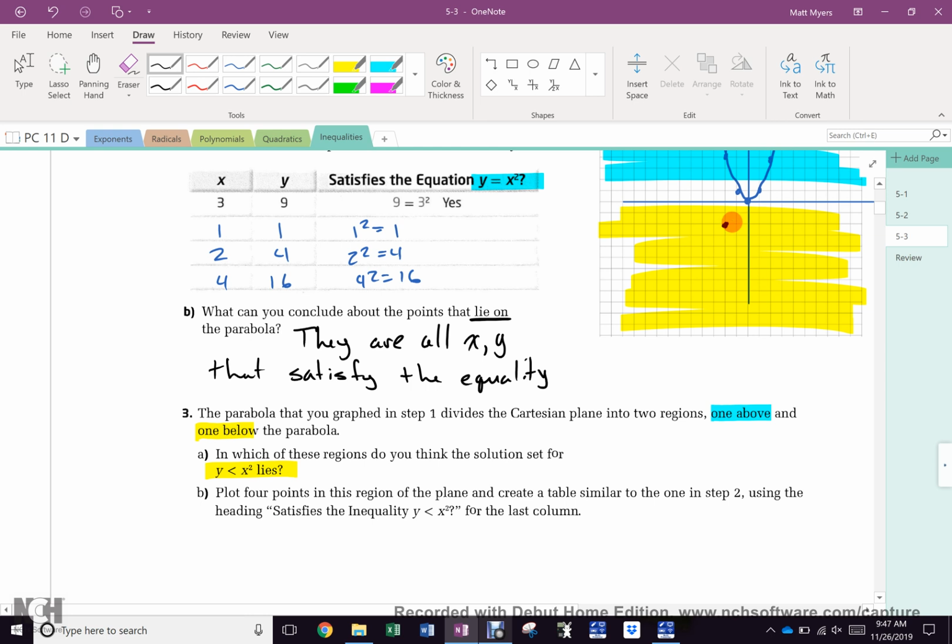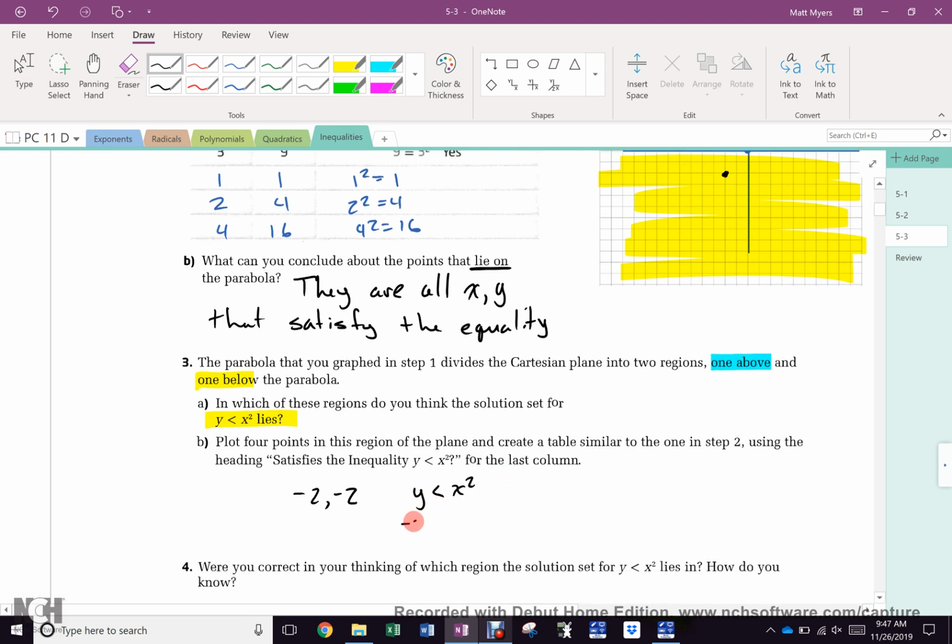-2, -2. Okay, -2, -2. Let's check. y is less than x squared. So y in this case is -2, is less than, what's -2 squared? 4. Is -2 less than 4? So are we right with our guess so far? Sure we are. We shaded over that, and that's part of the solution. Are we okay? All right, so give me another one.